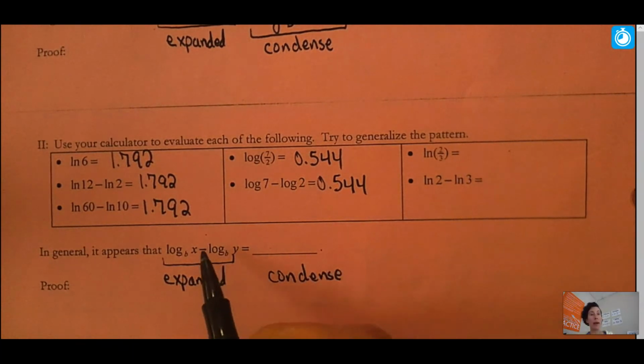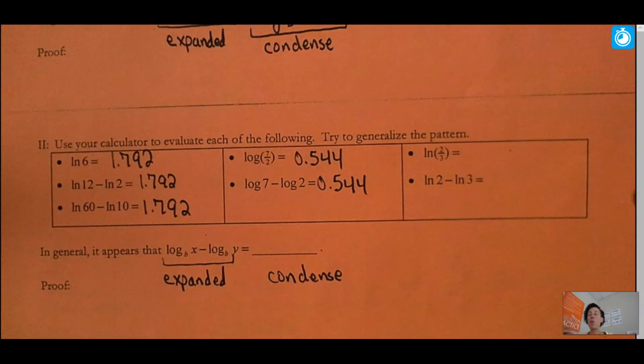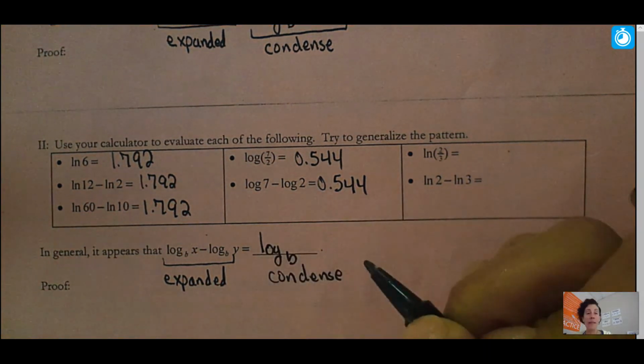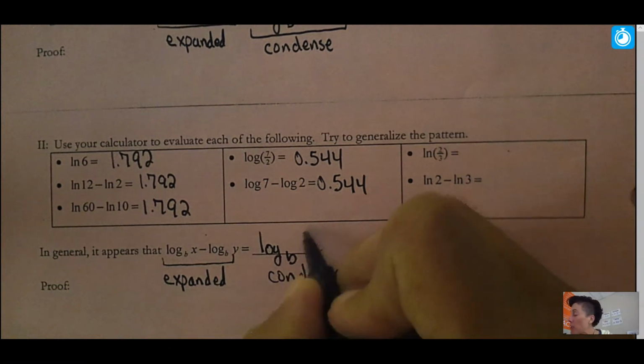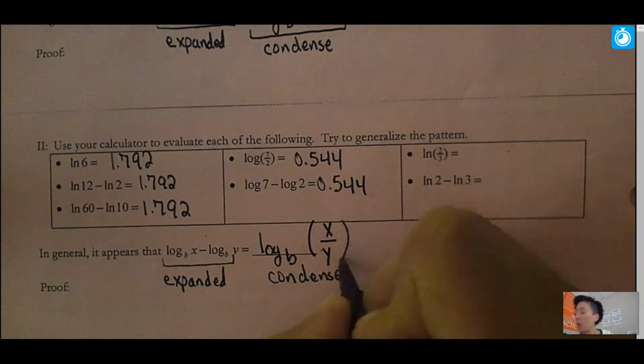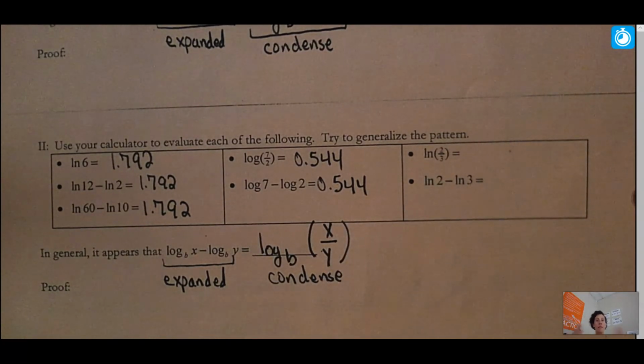If you see subtraction between your log terms, what you can do is condense it down, doesn't matter what the base is, and turn that subtraction into division. And this time I'm going to wrap the whole thing in parentheses so that you realize that x divided by y has to be the whole argument. So you put it in parentheses.